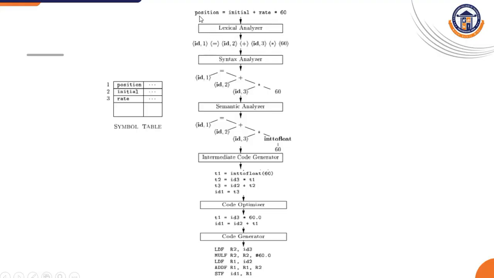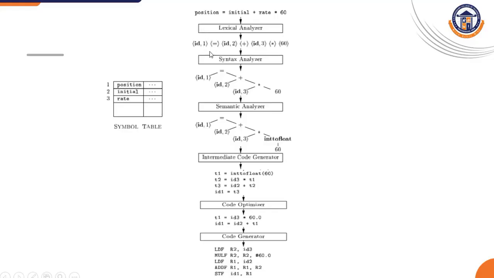Here the first one, position, is identified as a token. This token is entered into the symbol table. Position takes the token id1, where 1 represents the symbol table entry. So in the symbol table, the first position stores the position token. ID is the name of the token for position, and 1 is the symbol table entry.